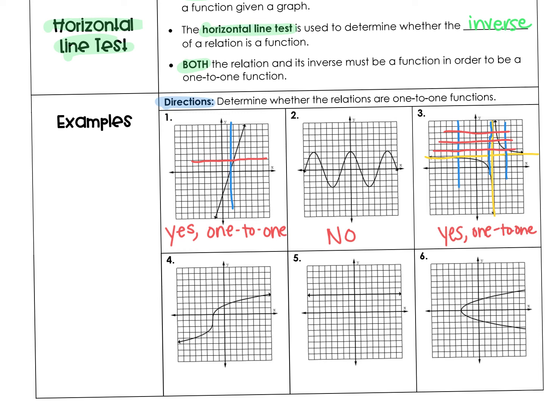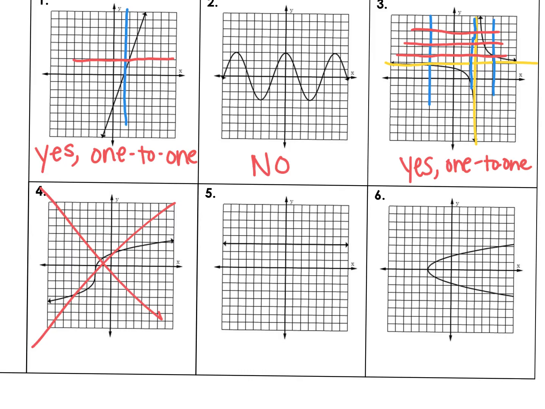Okay, number 4 is a bit misleading. I don't really want to do that one. Let's look at number 5. Let's draw our vertical line. Yep, anywhere you draw a vertical line, this is only going to touch one time. So this is a function. Now let's try the horizontal line test. If I draw a horizontal line, I'm going to touch at every single place. So this definitely does not pass the horizontal line test. So this one is not one-to-one.